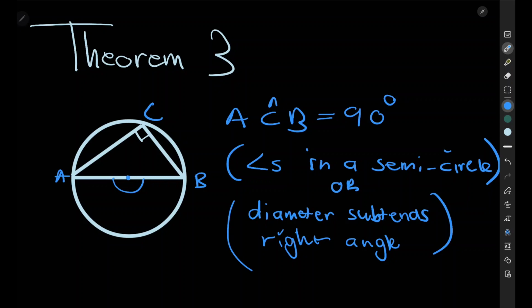Okay, so that's basically what theorem number 3 says. And the converse of it says, if angle C is 90 degrees, then we can assume that AB is the diameter. So if angle C is 90 degrees, then we can assume that the line that subtends it is a diameter. They don't have to tell us that it's a diameter, we can just assume that it is.